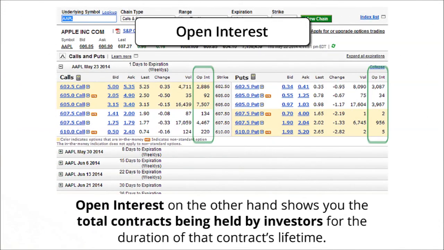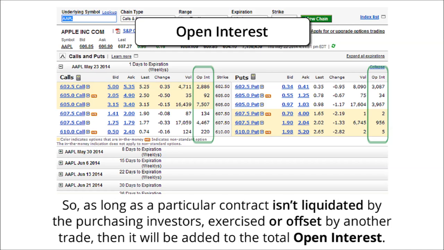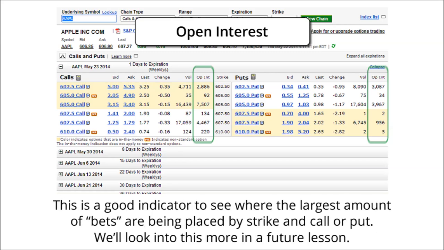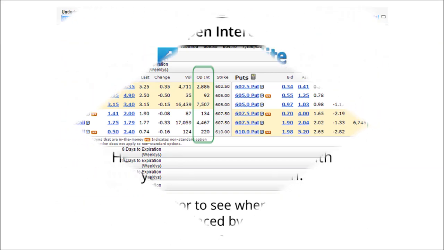Open interest, on the other hand, shows you the total contracts being held by investors for the duration of that contract's lifetime. So, as long as a particular contract isn't liquidated by the purchasing investors, exercised or offset by another trade, then it will be added to the total open interest. This is a good indicator to see where the largest amount of bets are being placed by strike and call or put. We'll look into this more in a future lesson.